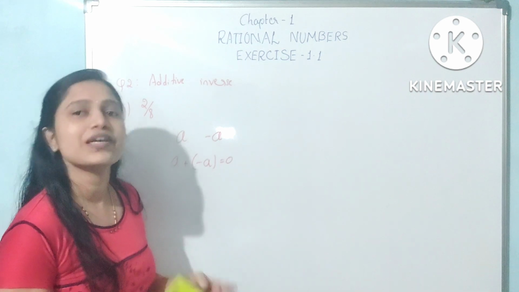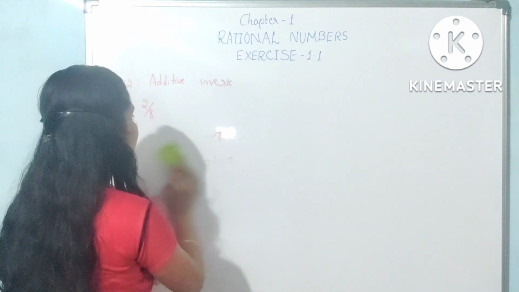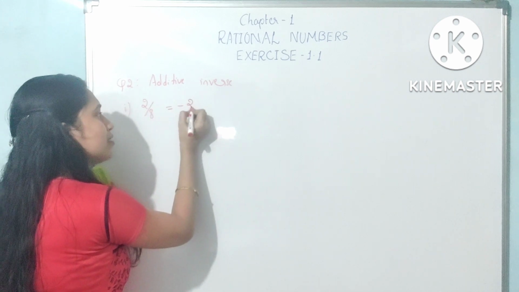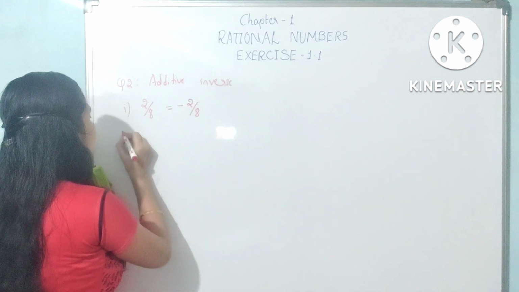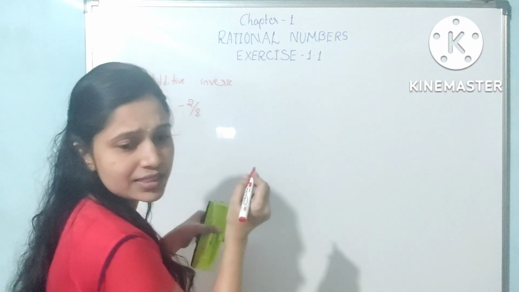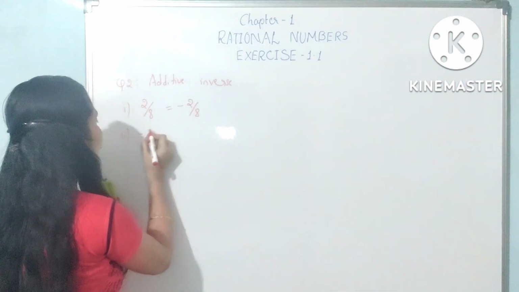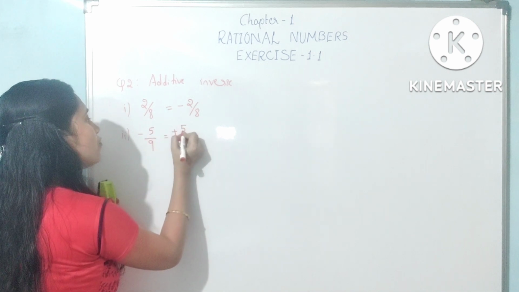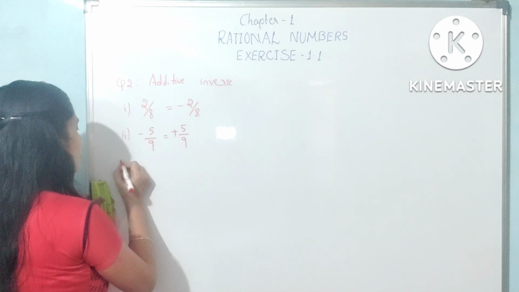So it's simple. We have to change the sign. All right. So 2 by 8, if we just change the sign, it is minus 2 by 8. The second one is minus 5 by 9. So minus 5 by 9, we have to change the sign. So minus will become plus, so 5 by 9.